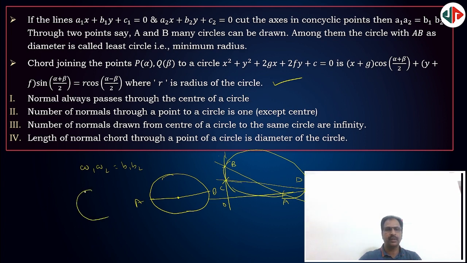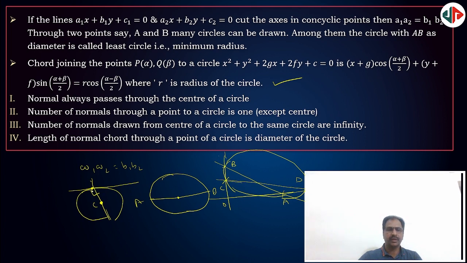Next, a normal always passes through the center of the circle. Let us say P is any point. This is the tangent at P. The normal is nothing but a line perpendicular to the tangent. That normal always passes through the center of the circle. The number of normals through a point to a circle is 1. The number of normals drawn from the center of a circle to the same circle is infinite.